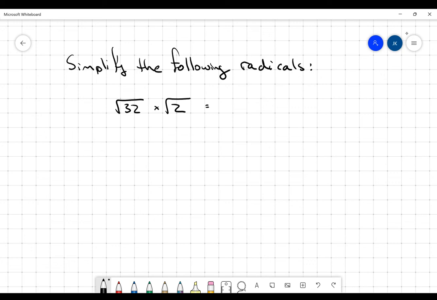So first of all, when I've got the square root of 32 multiplied by the square root of 2, remember that what I can do here is multiply the radicands together, okay? So I can make this the square root of 64. Now, I know that the answer to that is 8, okay? The square root of 64 is 8.